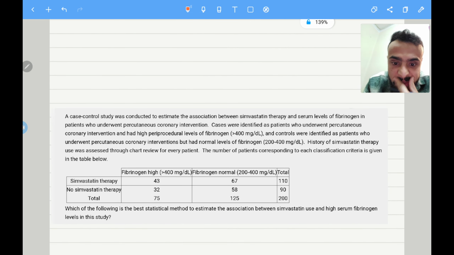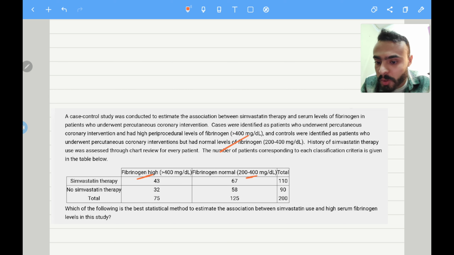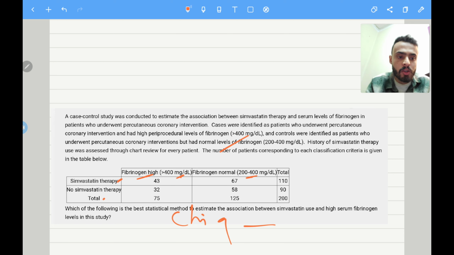And for this table, I will not read this. I will go directly to the tables. I have 2 groups. The group that exceeded 400 milligrams and the group under 400 milligrams. Okay, what is the type of data that I will collect? Simvastatin yes, simvastatin no. So this is category, yes or no. So 2 groups, yes or no. And look, the sample size is big, so I will use chi-square. This is it. So in conclusion, type of data, number of groups.